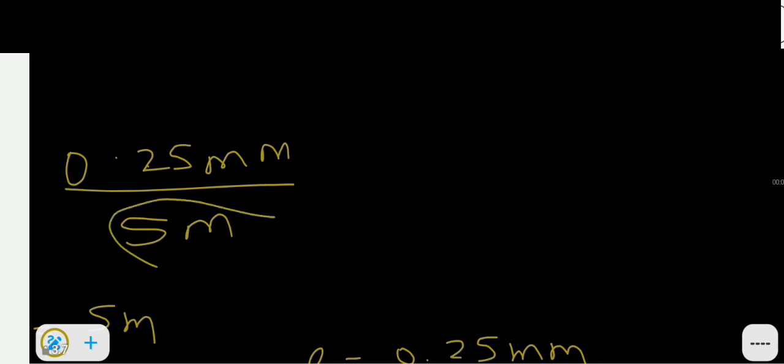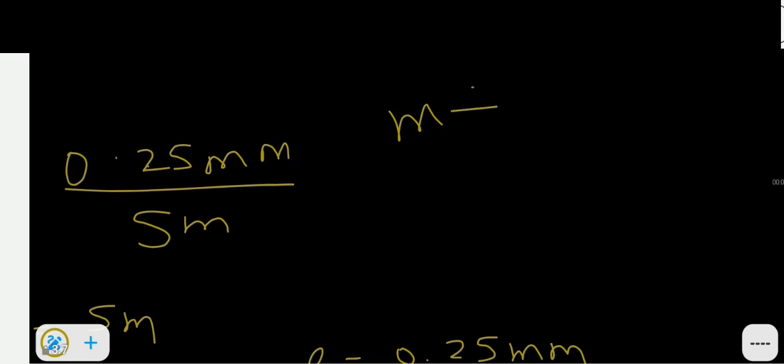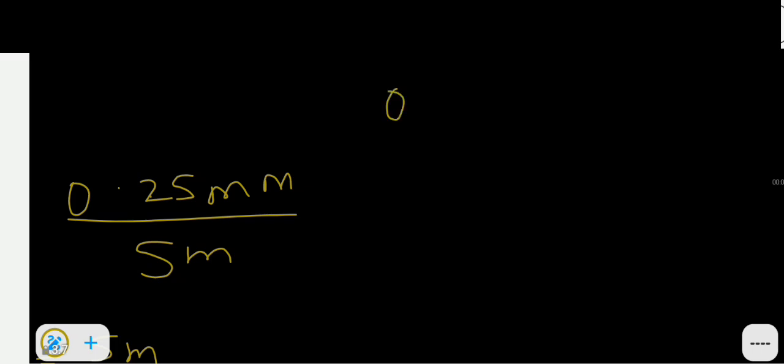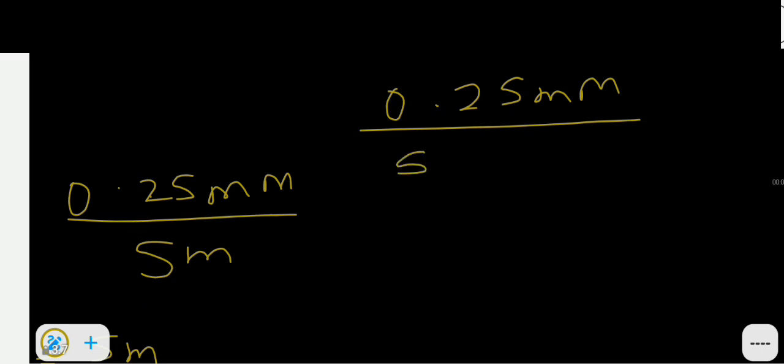So let's convert 5 meters to millimeters. To convert from meters to millimeters, just multiply by 1000. So you have 0.25 millimeters divided by 5 times 1000, which will give you 5000. That's 5000 millimeters. So they are in the same units now. So these two cancel out. So 0.25 divided by 5000.